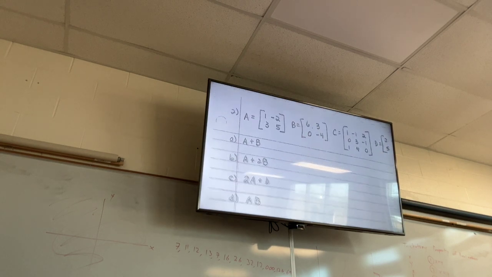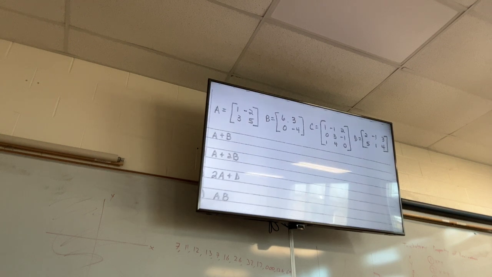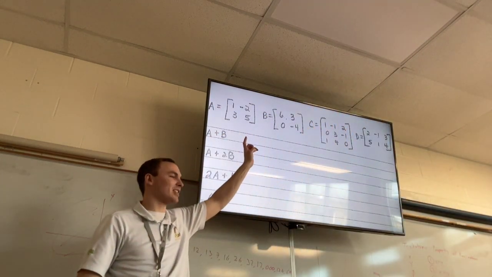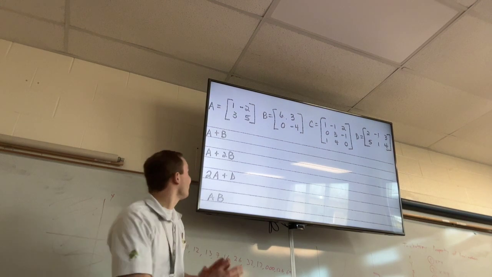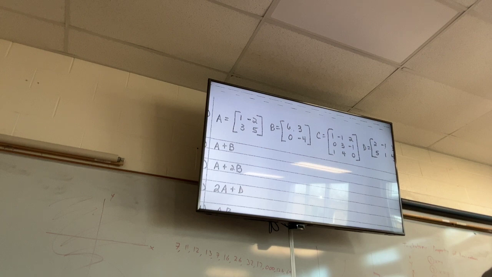Okay, so talking about these four matrices. These are matrices here. Matrix is singular, matrices plural, like vertex, vertices. So A is a what? How many rows does A have? 2. How many columns? So it's a 2 by 2.